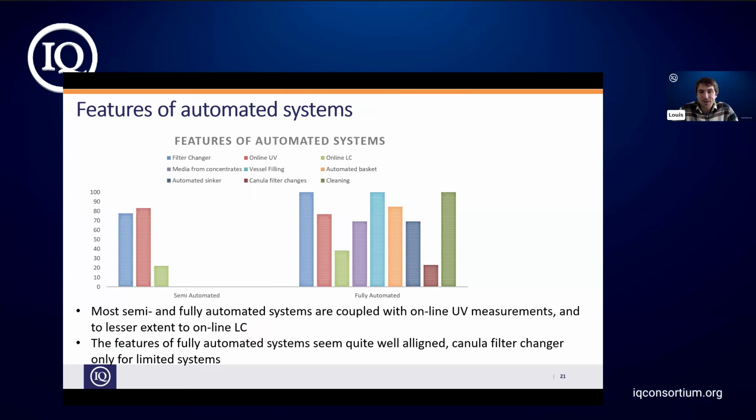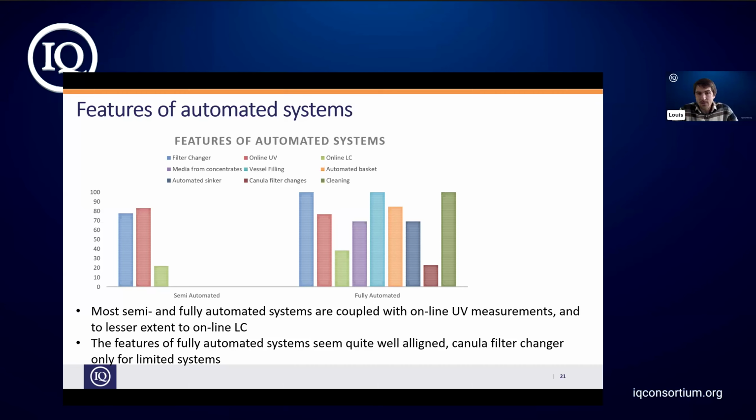At the features of fully automated systems, you see that there's three items basically reaching 100%, which is filter changer, vessel filling, and automated cleaning, which indeed, to our opinion, are the key features that define a fully automated system. Because if you don't have those, it's impossible to have multiple runs done consecutively in an automated way.